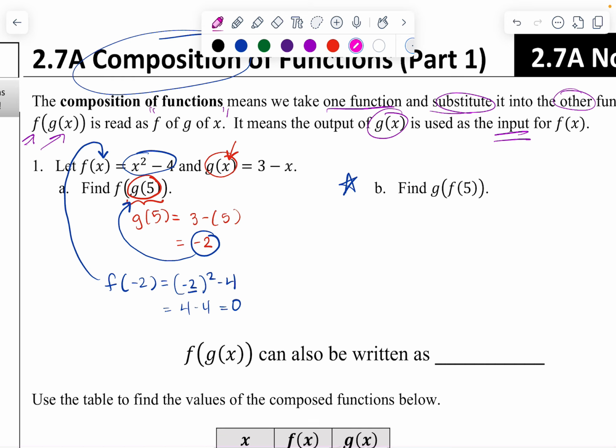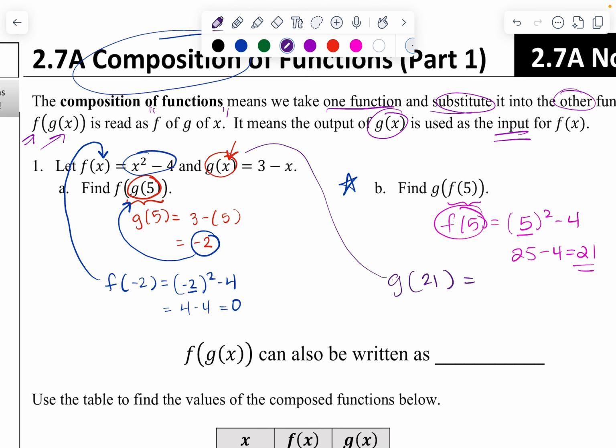All right, let's see what you did. Let's find f of 5 first. To find f of 5, instead of x squared minus 4, we put in x as 5. So this becomes 25 minus 4, which is 21. So f of 5 is actually 21. To find g of f of 5, we're going to use 21 instead, and plug that into the g of x equation, which is 3 minus 21, which is negative 18.